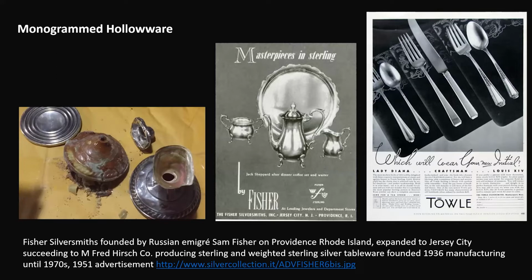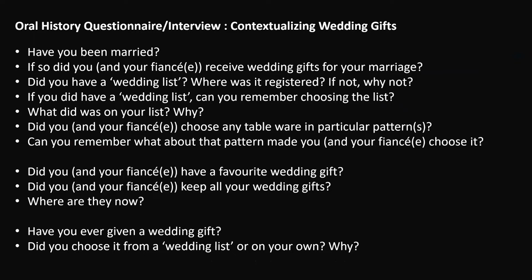So Fisher Silversmiths, which was founded by Samuel Fisher in Providence, Rhode Island, was successful enough with the creation of these sort of lower middle class, upper working class objects that he could expand to a Jersey City firm. And in the 1930s, they mixed and matched rather Baroque styles with some of these rather more sober 18th century stylings. And I think this is, again, where the oral history manifestation can be so interesting.